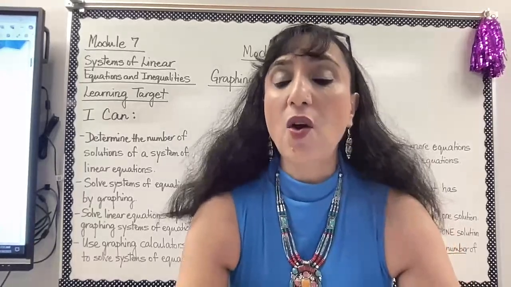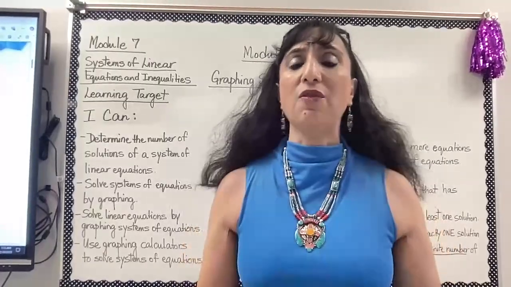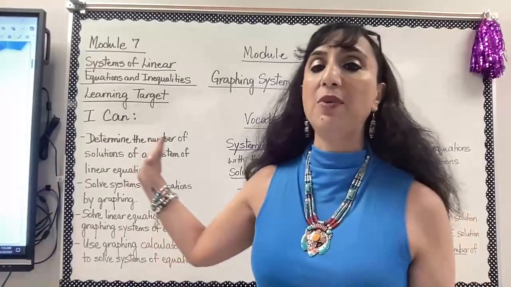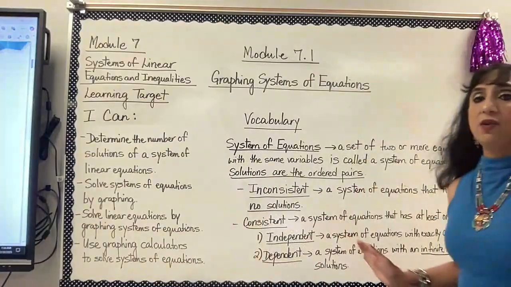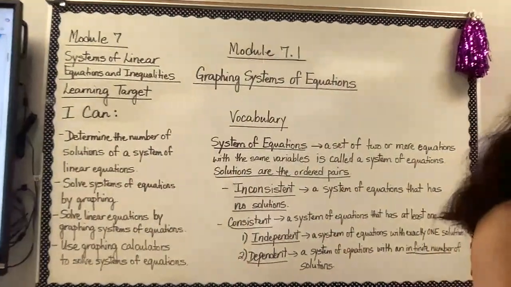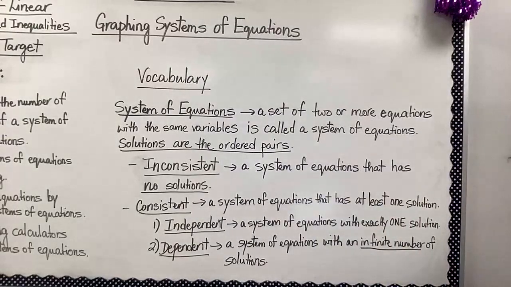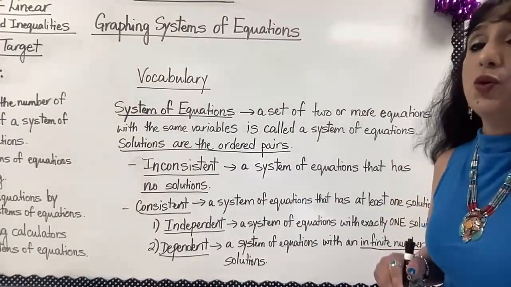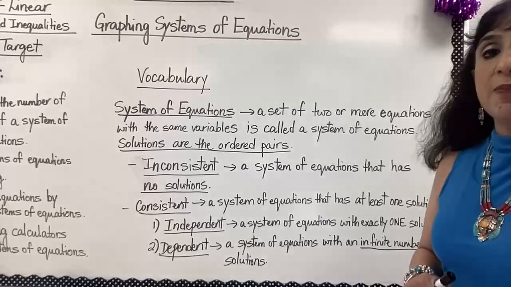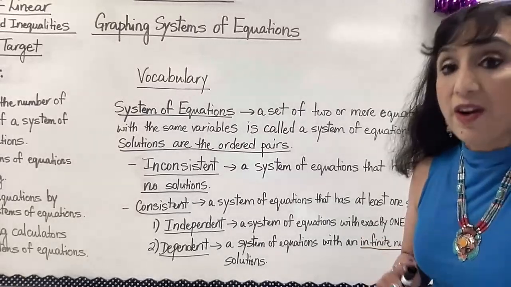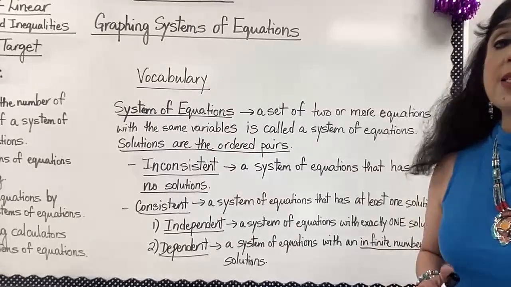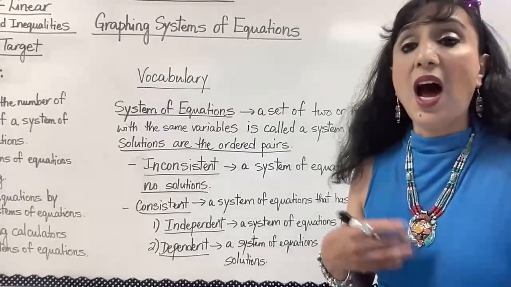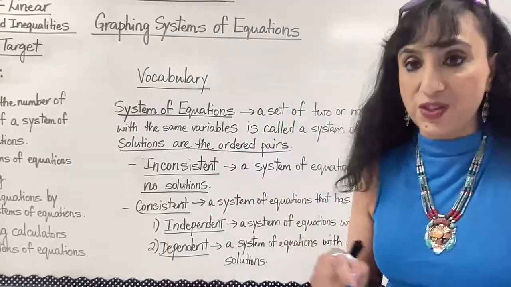So let's go ahead and talk about what a system of equations is, because we keep mentioning that. I've written some of the vocabulary words up here so that you can look at them also. A system of equations is a set of two or more equations with the same variables. It's called a system of equations. And the solutions are the ordered pairs.